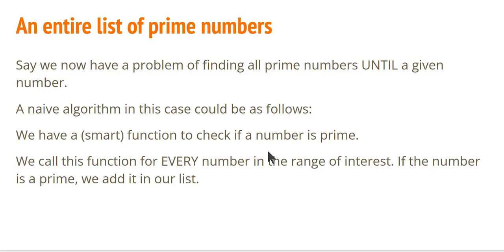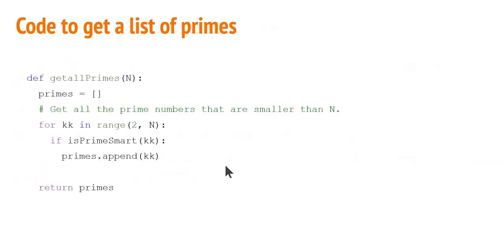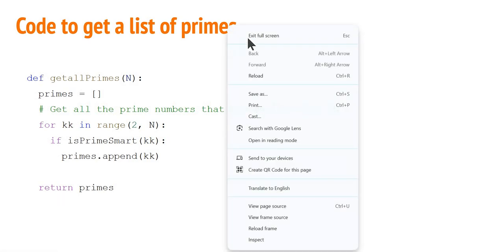Not hard in concept. Like I said, we can define a new function, say get all primes. Essentially, I start with a list which is empty. Remember, square brackets always give you a list. And I check in the range 2 to n, because I want to get until n, which means I'll check all the way until n minus 1. If the number happens to be prime, I append it to this list, and then I return this entire list primes. So I can go and code this up.